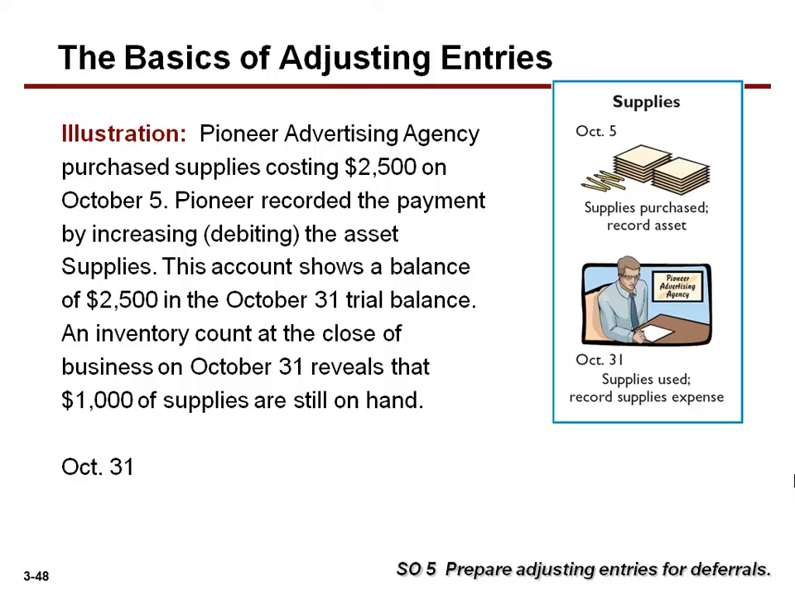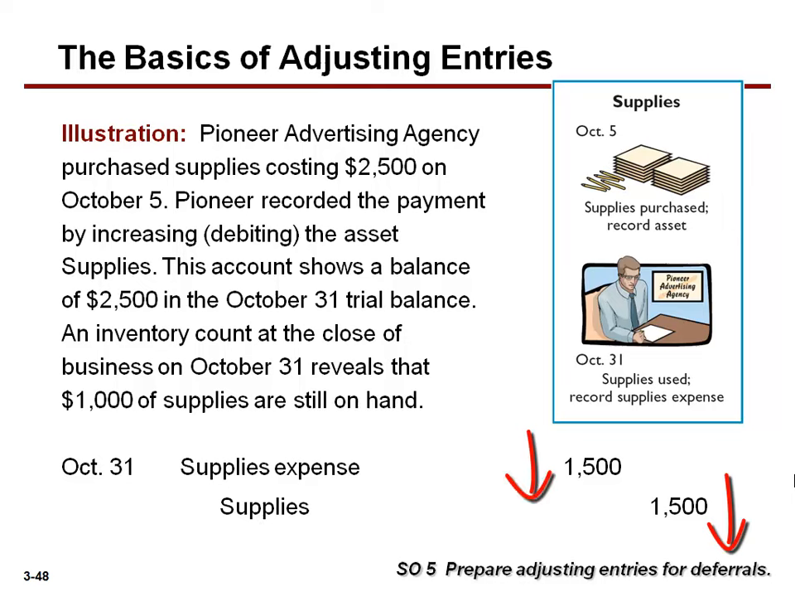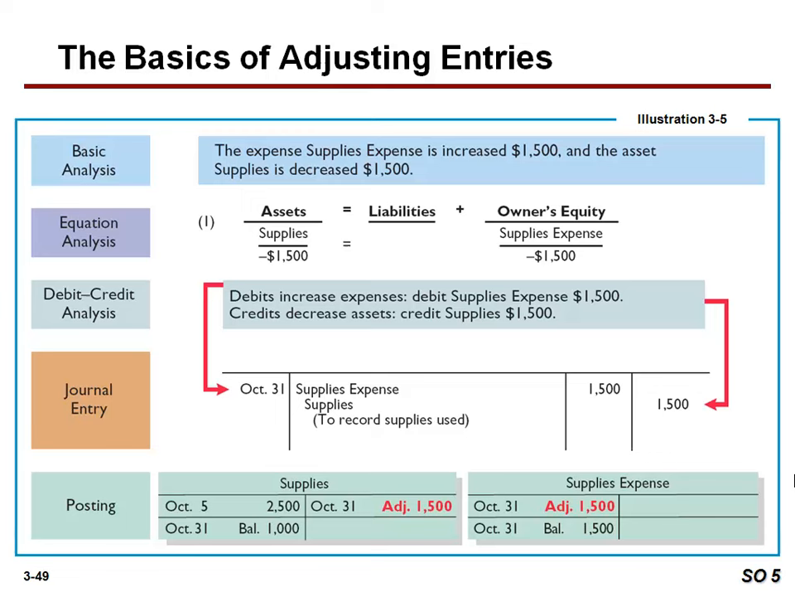At month end, we're taking inventory and find that $1,000 of supplies are remaining still on hand, so the difference has been consumed. Our entry: debit supplies expense, $1,500 of the consumed supplies, and credit the supply asset account, $1,500. Reduction of assets, reduction of owner's equity through an expense account. The full analysis of this transaction.